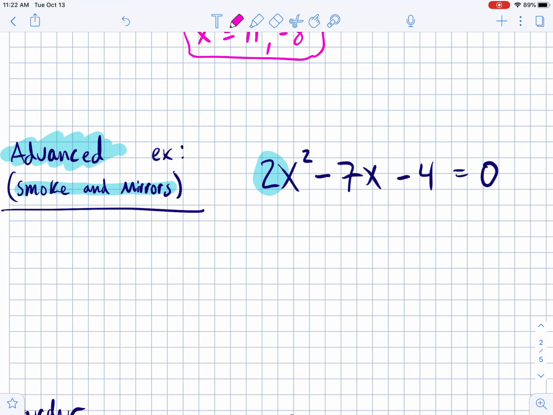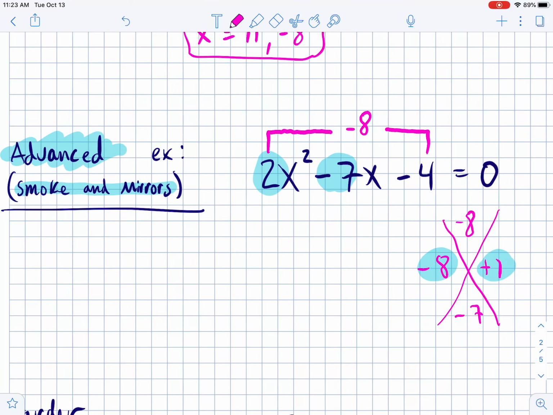So I'm going to teach you the smoke and mirrors, which works every time. It's called smoke and mirrors because it's like magic. First step, you multiply the front coefficient and the back constant to get -8. Then, similar to the simple factoring, you do a cross and you pop that -8 up top, and then down below you put your middle number. So -7. Then you have to think of two numbers that multiply to -8 and add to -7. They are -8 and +1.